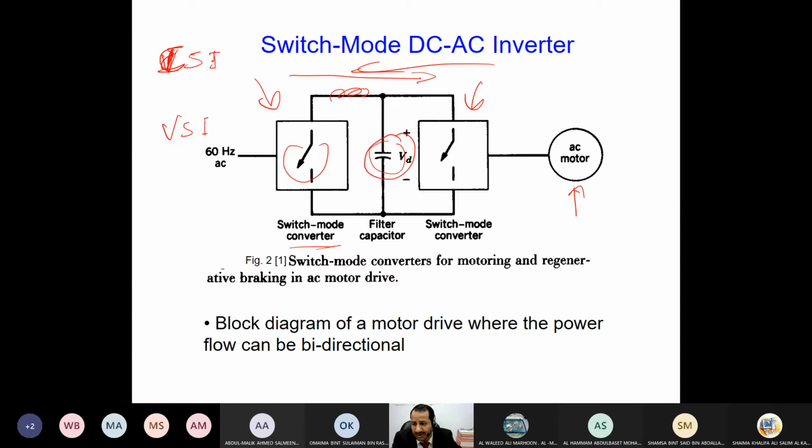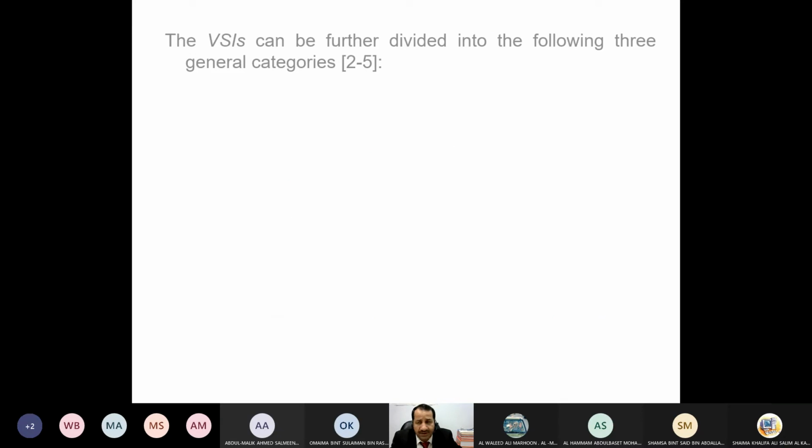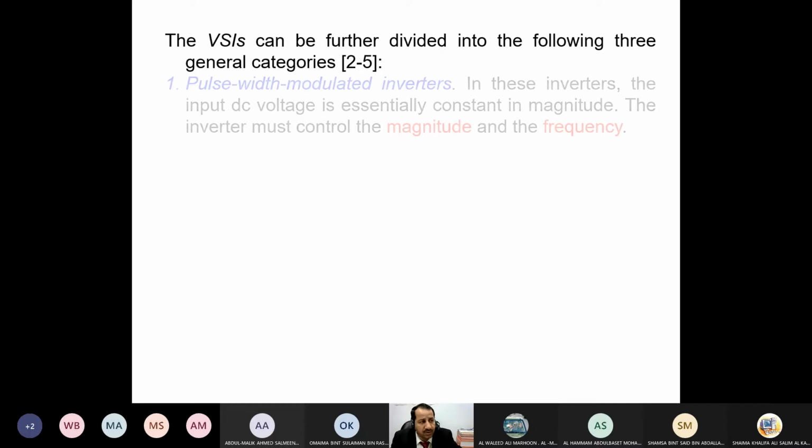It's close to each other, but for the inductance, we focus more on smoothing the current for specific applications, while for the capacitor, we smooth the voltage for specific applications. Now we will discuss the voltage source inverter, which is not that much different from the current source inverter. Now we have to categorize them. So if we want to classify them, we will classify them into 3 types.